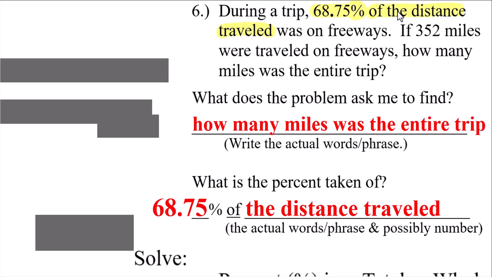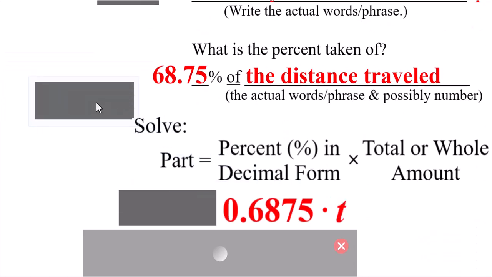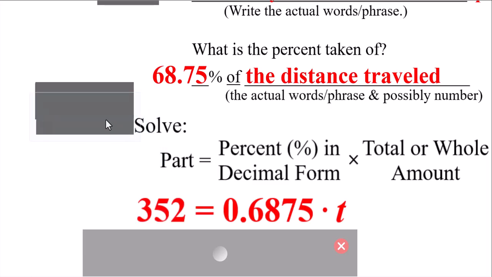That means the entire trip's distance traveled, because only 68.75% of the distance traveled was on freeways. So the freeway distance is part of the total distance for the entire trip. And we do not know the number of miles for the entire trip. That's literally what they told you to find. So the total is unknown. The distance on the freeways is just part of the total distance.